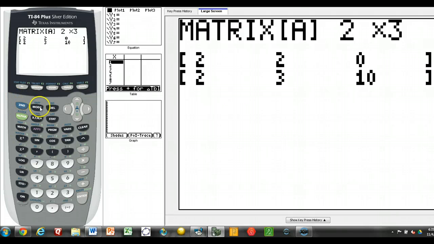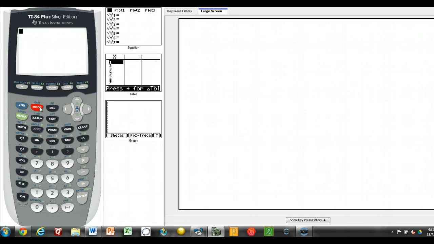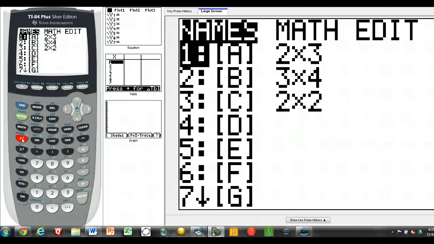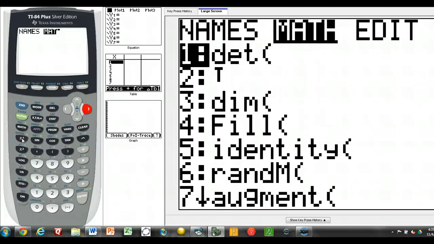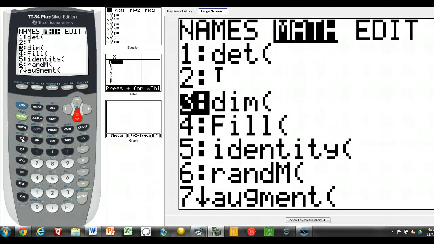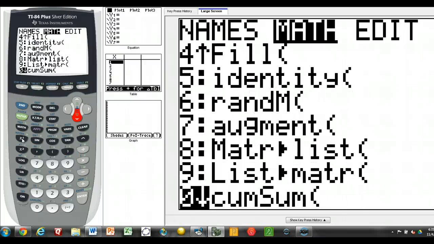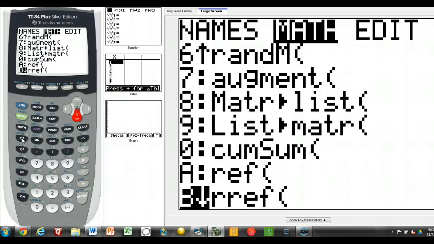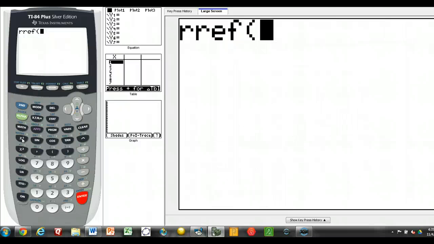So second quit. And we want to be able to use what's called the row reduction method to solve this system. So I'm going to go into my matrix menu, so second matrix, and I want to scroll over one time to the right to the math menu. And we're going to go all the way down to option B, as in boy. And we're going to go RREF. That's the option we want to use. There are different options you can use on your calculator, but this is probably the most efficient one.